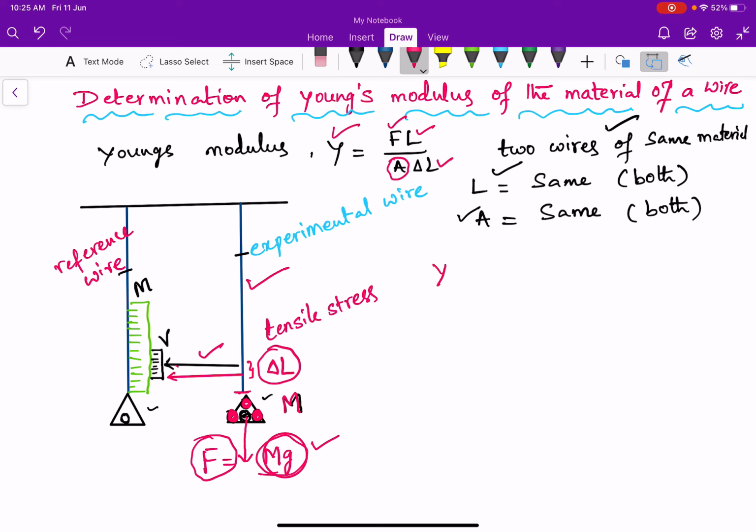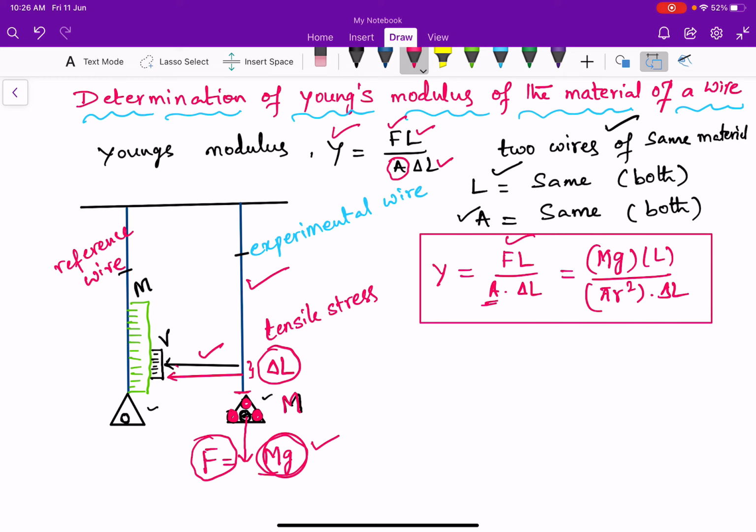So here Young's modulus Y equals F into L by A delta L. Here F is the gravitational force, because of which the experimental wire is elongated under tensile stress. So Y equals M into g into L divided by the area of cross section, which is pi r square, into delta L. Like this we can determine the Young's modulus of any material.